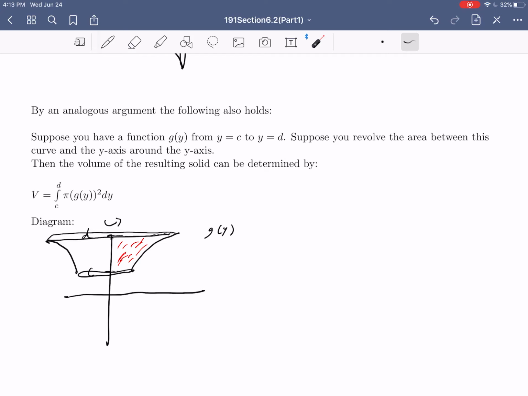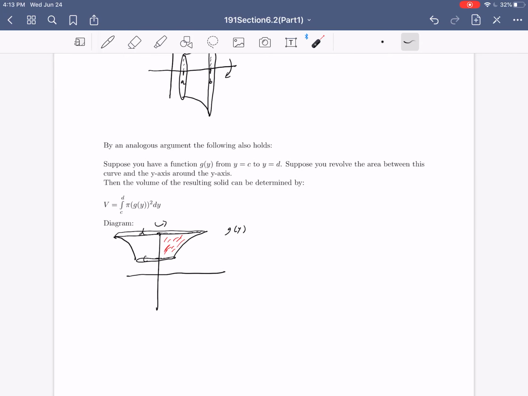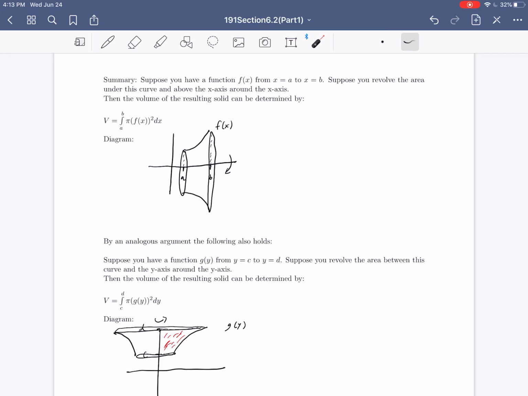Now, in a moment, we're going to take a look at a couple of quick examples. But before we do that, I want to mention what we still have to do in this section 6.2. There are two big limitations with these initial two formulas. The first limitation is that in both of these, we're assuming that we have the entire area either below the f of x or to the left of the g of y.